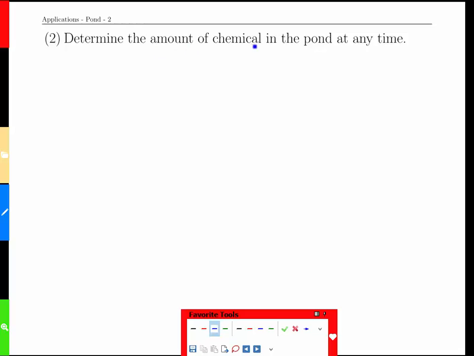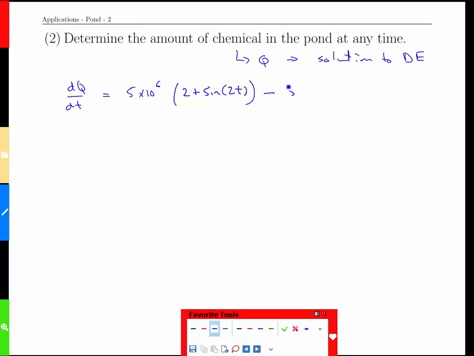To determine the amount of chemical in the pond at any time, well, again, that's going to be Q, but what we need then is the solution to the differential equation. What was our differential equation? Well, dQ dt was 5 times 10 to the 6th times 2 plus sine of 2t minus 5 times 10 to the 6th times Q over 10 times 10 to the 6th.